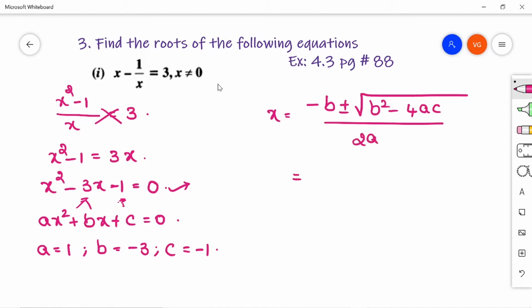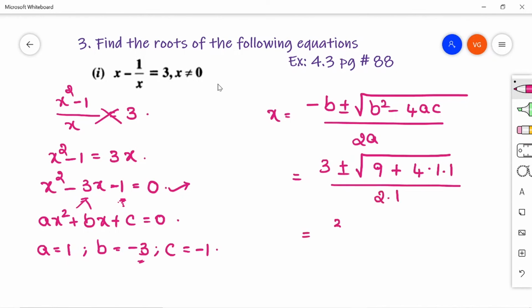So minus b means minus of minus 3, that is plus 3, square root of b square, 3 square is 9, minus 4 into a into c, 4 into 1 into c is minus 1. So minus of minus plus 1 I am writing, 2 into a is 1. So 3 plus or minus square root 9 plus 4, so that is 13, divided by 2.